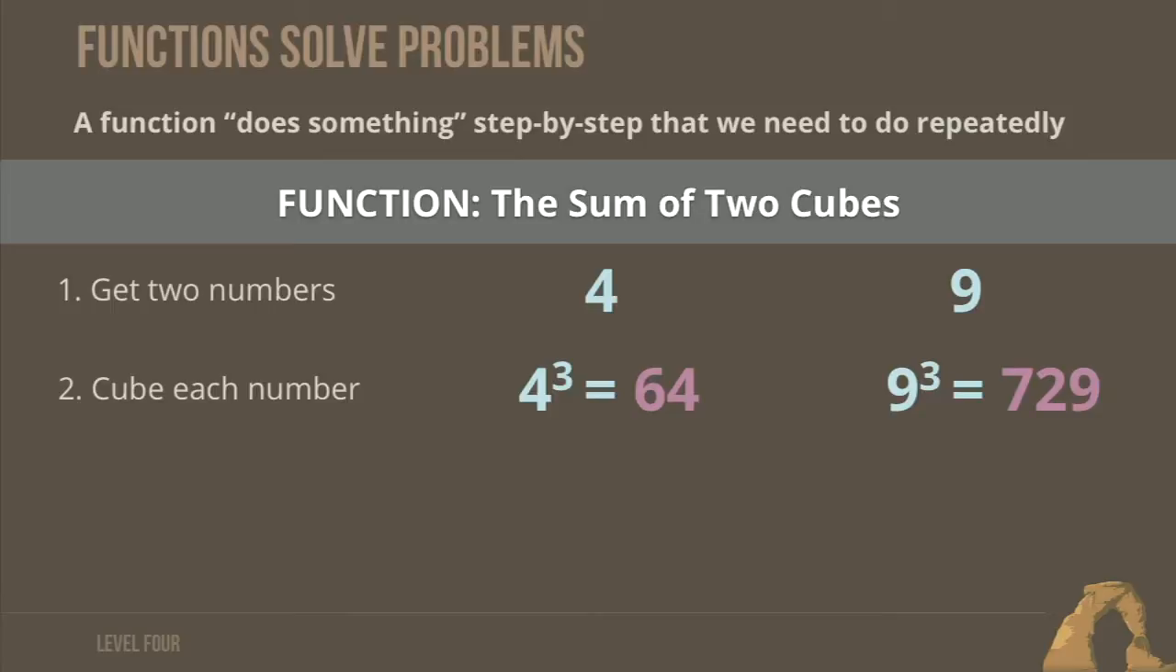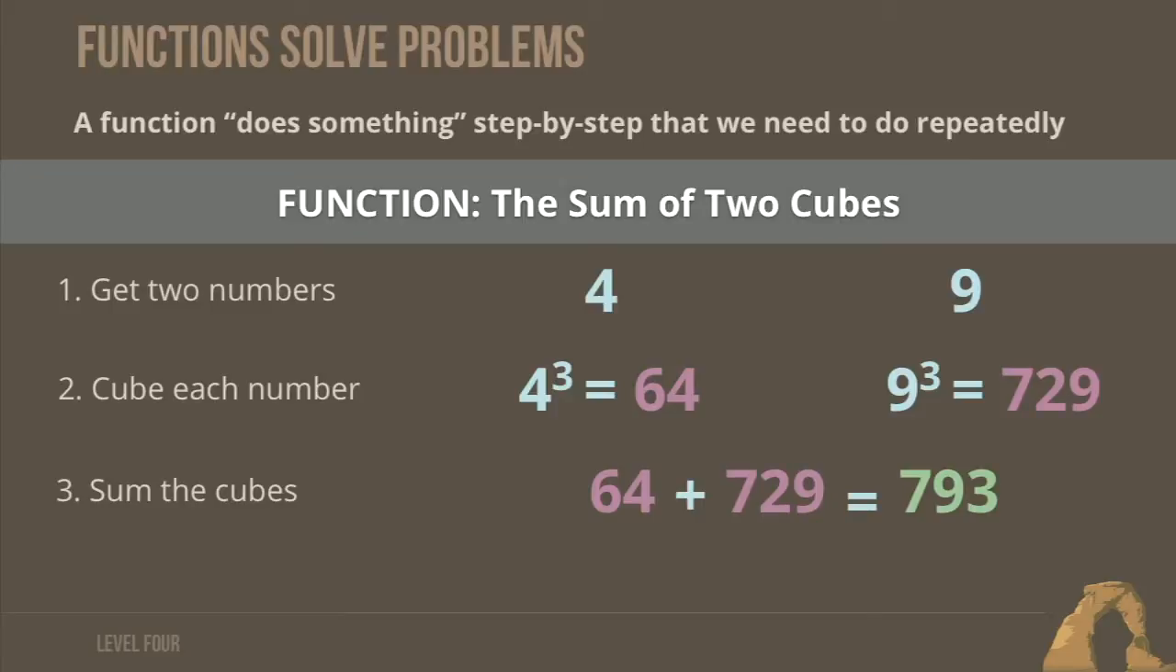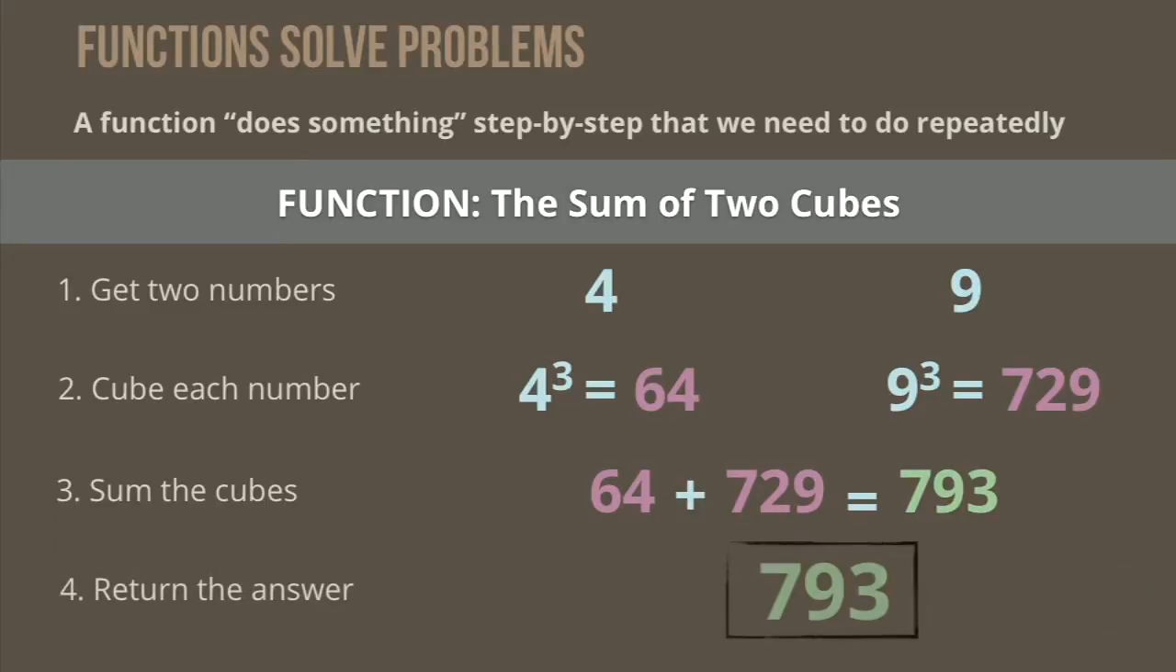The third step in our function would actually be to sum the cubes together. So we would get 64 plus 729, and that will give us 793. The last step, which is of course important, is to return the answer from the function. So we get 793 as the output of our function.